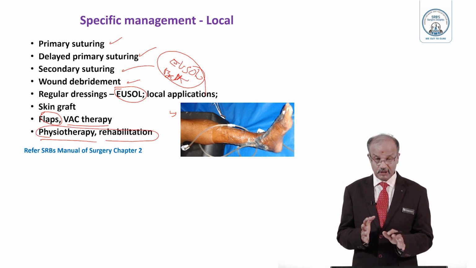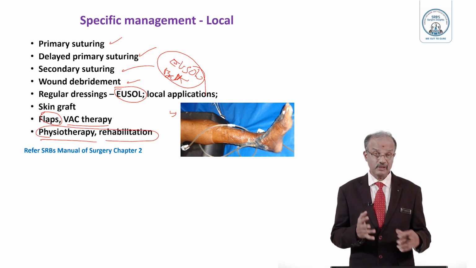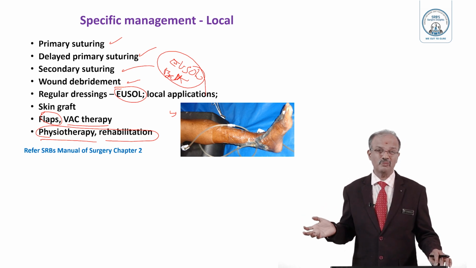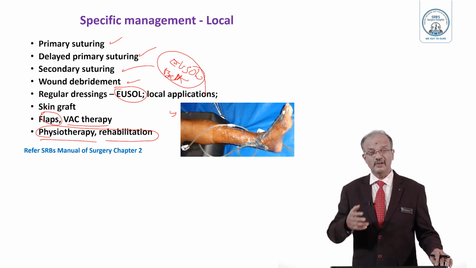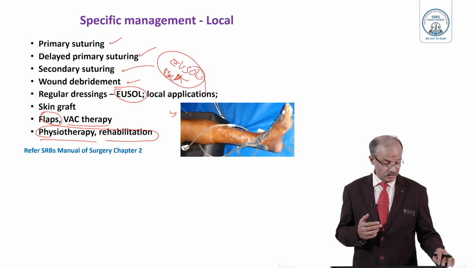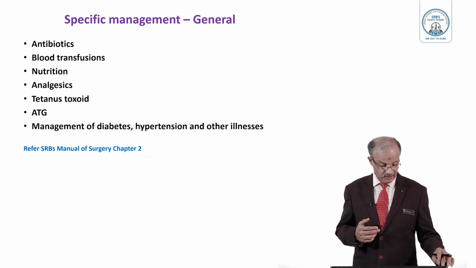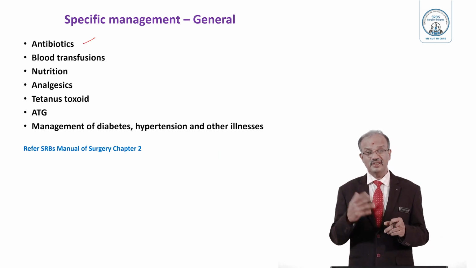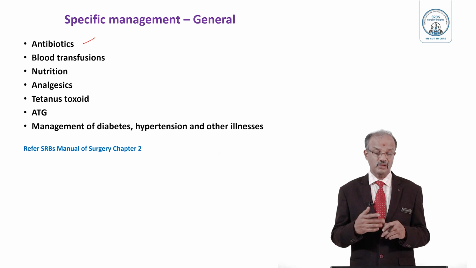So there is a specific management, remember, usually a very standard method actually. I'm not going to detail what all ointments and local applications you go through. You can go through my book. Everything is detailed in my book, Manual of Surgery. And specific management, general: antibiotic, do the pus culture or tissue culture, then sensitivity, you go through that and decide what antibiotic you are going to give.